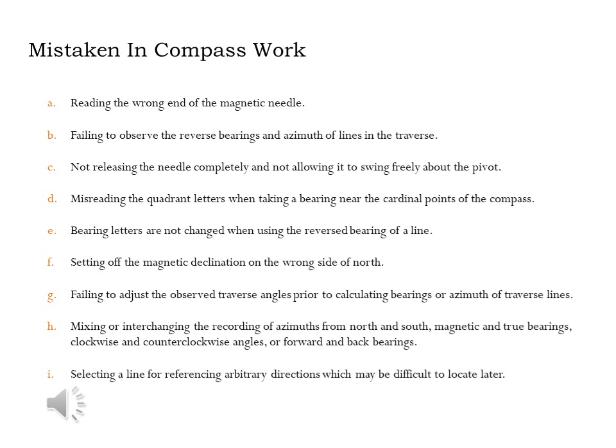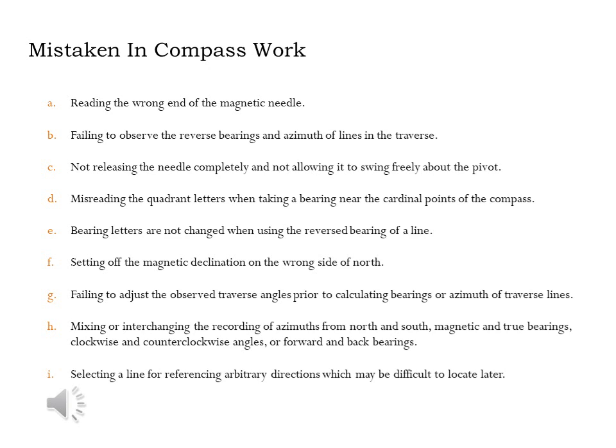Mistakes in compass work. Reading the wrong end of the magnetic needle, failing to observe the reverse bearings and azimuth of lines in the traverse, not releasing the needle completely and not allowing it to swing freely about the pivot. Misreading the quadrant letters when taking a bearing near the cardinal points of the compass. Bearing letters are not changed when using the reverse bearing of a line. Setting off the magnetic declination on the wrong side of the north.